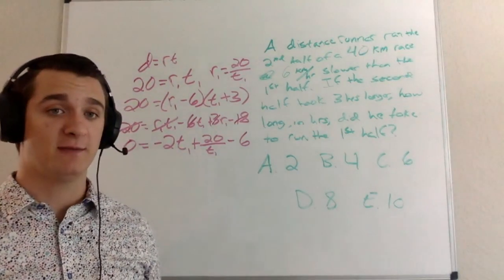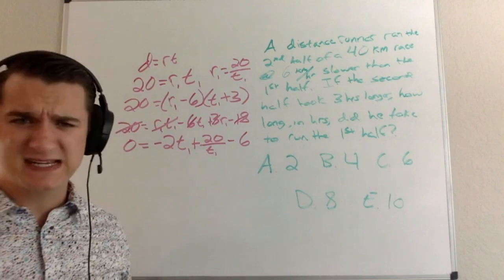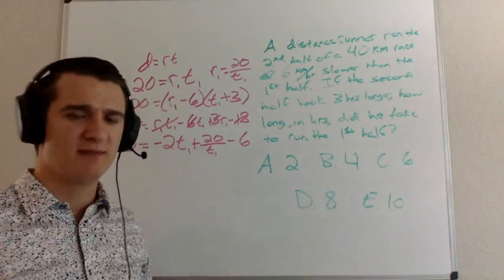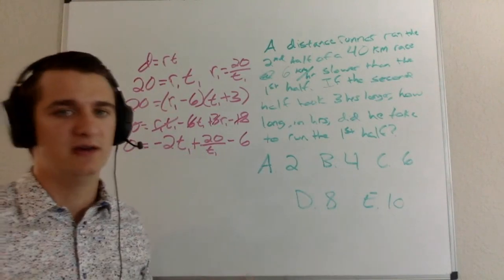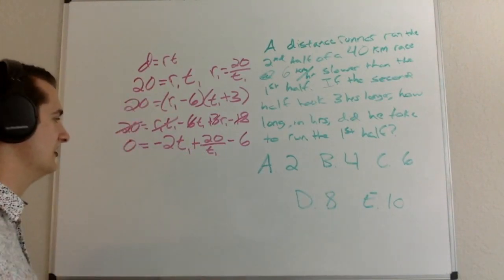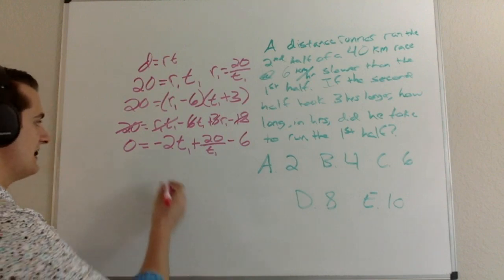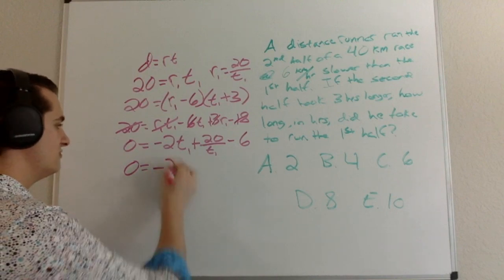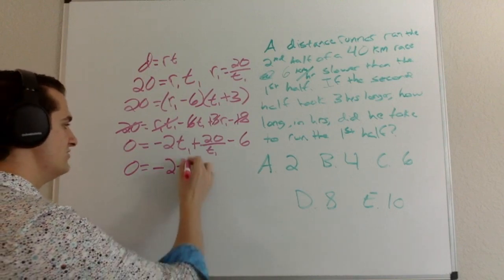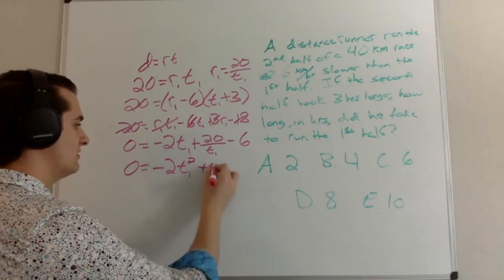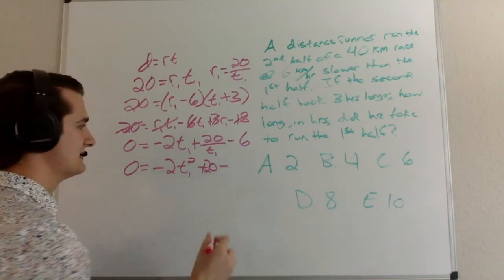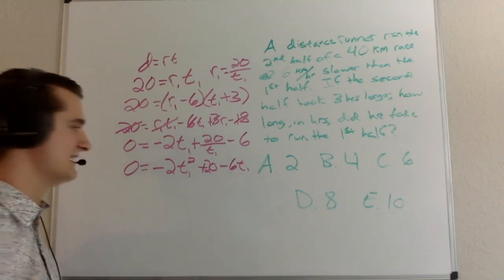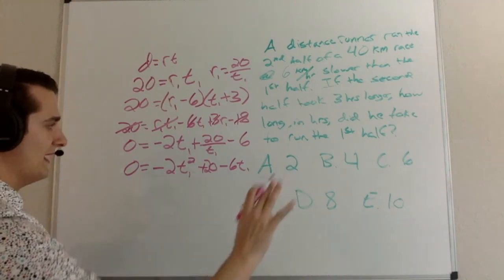This is a strategy I apply not just here, but a decent amount; there's plenty of questions where I use this. If you ever end up in this sort of situation, I'm just going to multiply everything by T1 to get the T1 out of the denominator. And what happens is that I get 0 is equal to negative 2 T1 squared plus 20 minus 6T1. Again, that's because I multiplied everything by T1.